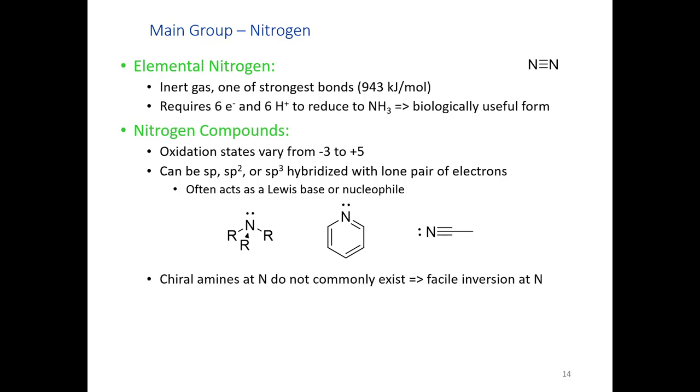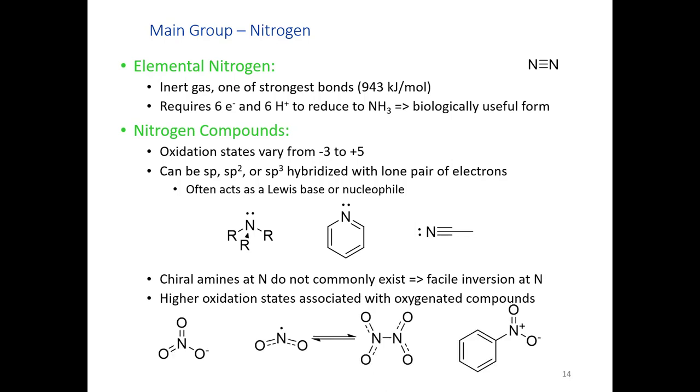Also, even though nitrogen could conceivably form chiral compounds with 3 different substituents on the nitrogen center, chiral amines do not commonly exist. The reason for this is that amines rapidly invert at nitrogen, similar to an umbrella flipping back and forth. So R and S interchange rapidly at room temperature. For nitrogen in higher oxidation states, these species are commonly associated with oxygenated compounds, such as the nitrate anion, nitrogen dioxide, or nitro groups in organic chemistry, like this nitrobenzene.